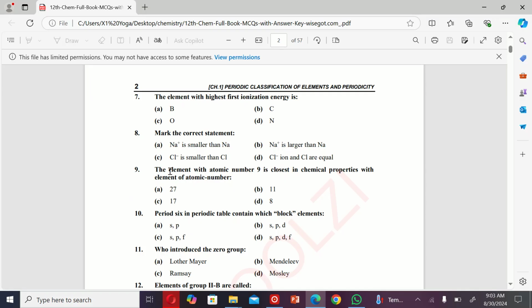The next MCQ is: the element with atomic number 9 is closest in chemical properties with the element of atomic number. So the correct option is C, 17.